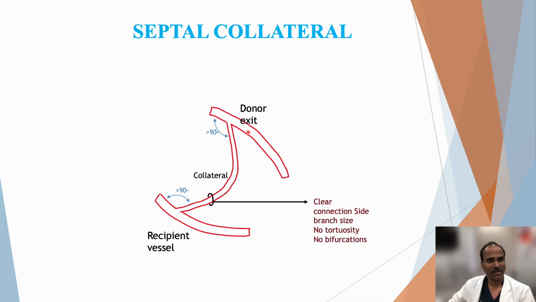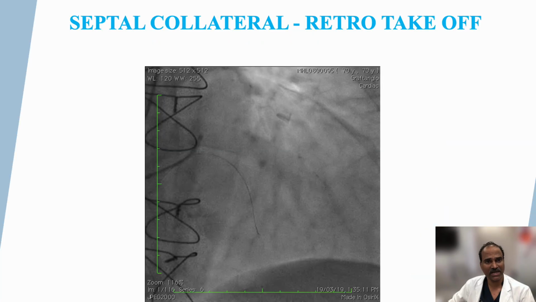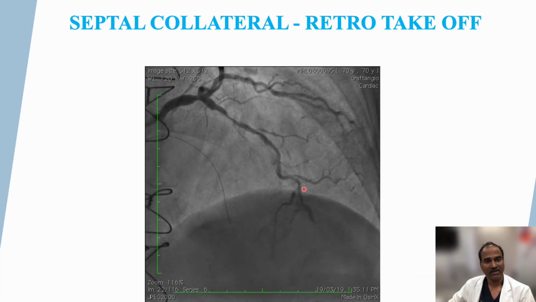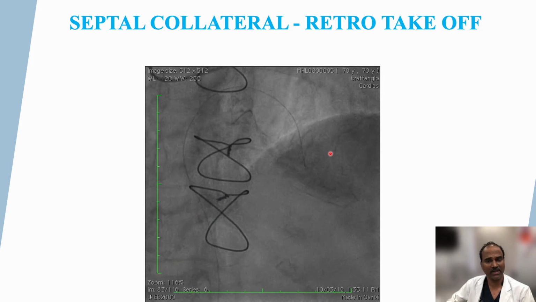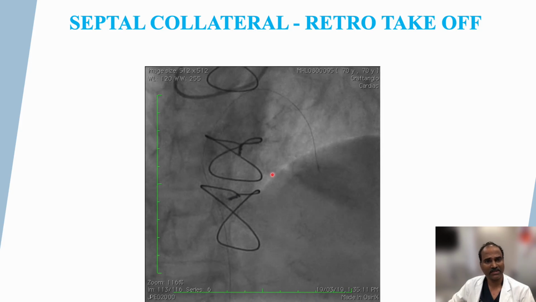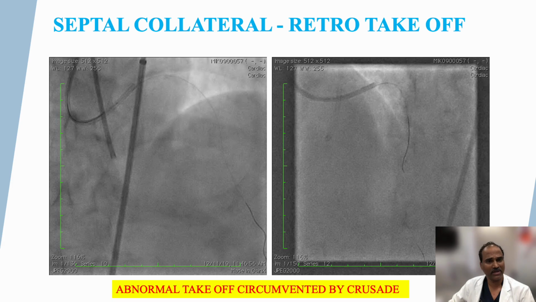And in septal collaterals, you can see the takeoff angle and joining angle with the recipient vessel, and also the course of the septal and the branching pattern of the septal. These are the things which decide your success of crossing a septal collateral. You can see here the origin is quite abnormal. It's coming cranial in origin, so entering such septals is quite difficult.